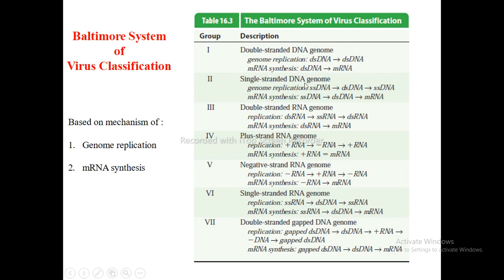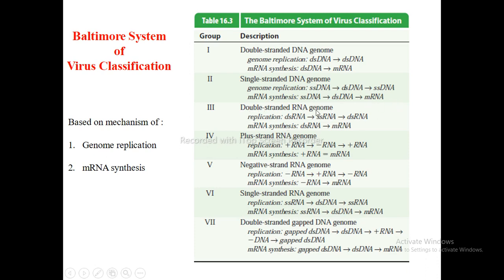Then single-stranded DNA genome: single-stranded DNA replicates through a double-stranded DNA copy. So ssDNA to dsDNA, then again dsDNA to ssDNA. And for mRNA synthesis, again there is no RNA intermediate: single-stranded DNA to double-stranded DNA, and then double-stranded DNA to mRNA. So first the single-stranded DNA genome will always be converted into a double-stranded DNA genome, followed by either copying into single-stranded DNA or transcription into mRNA.